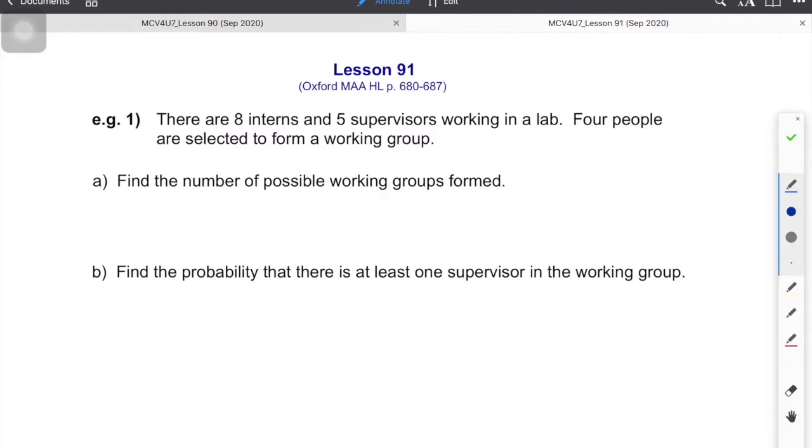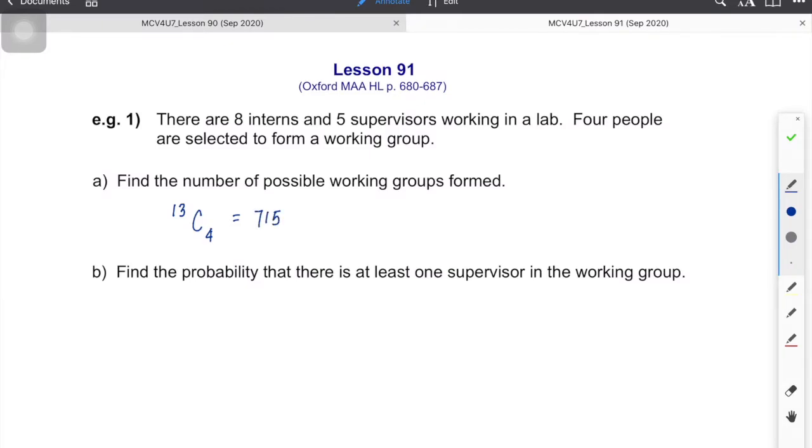In the group, I don't really care if person A, person B, person C is in there, or person C, person B, person A is in there, because it really makes up the same group. So order doesn't matter. So in this case, we know for sure we're using the combination notation. 13 choose 4. Using your calculator, it gives you 715.